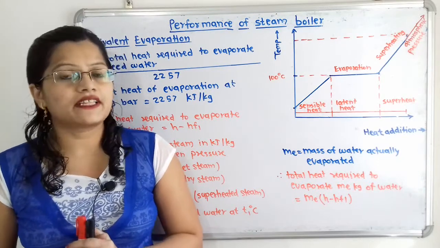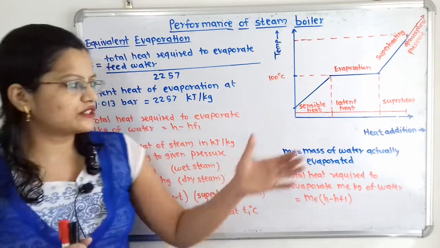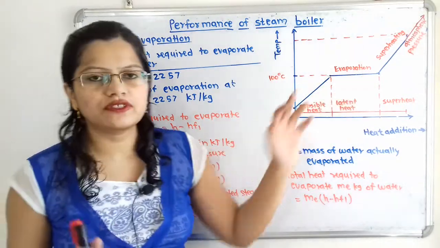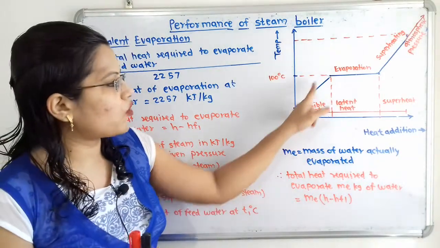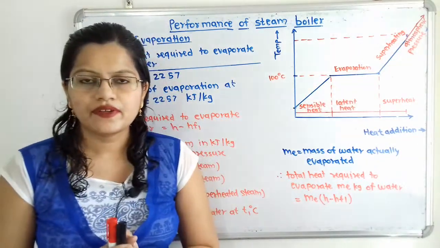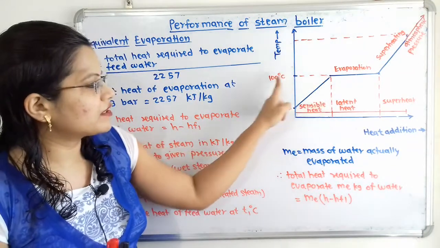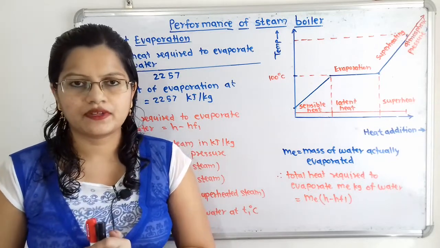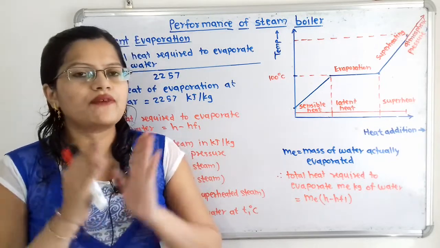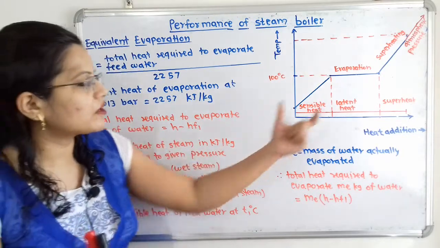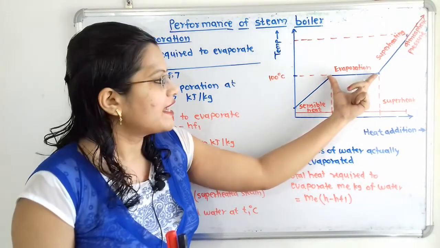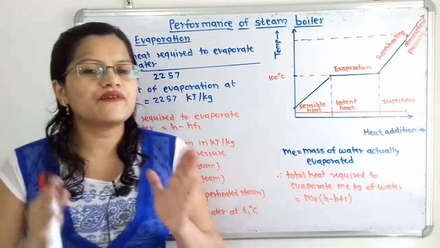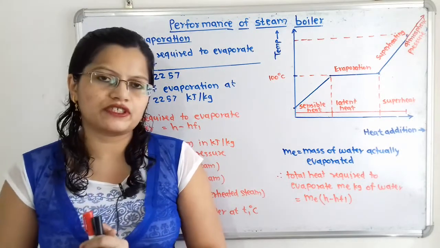Let us understand the concept of equivalent evaporation with the help of this diagram. Now here this heat addition process to the water is taking place at constant atmospheric pressure, and the boiling temperature of water is 100 degrees Celsius at this given pressure. Now for the concept of equivalent evaporation, we have to consider this evaporation process in which the latent heat is included. Now how will we define this equivalent evaporation?